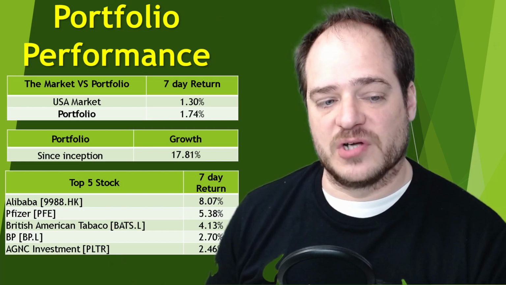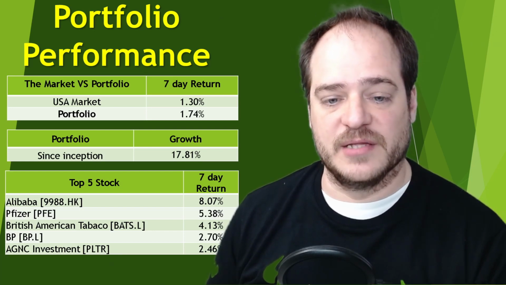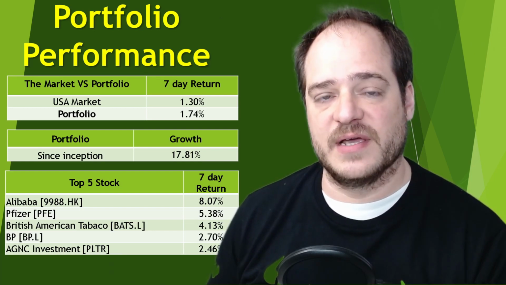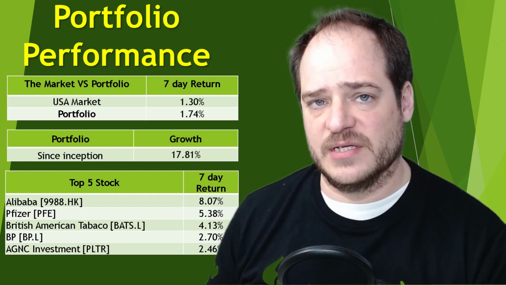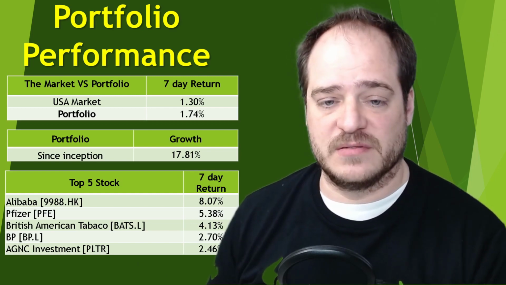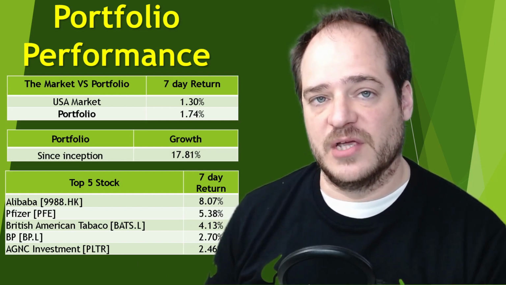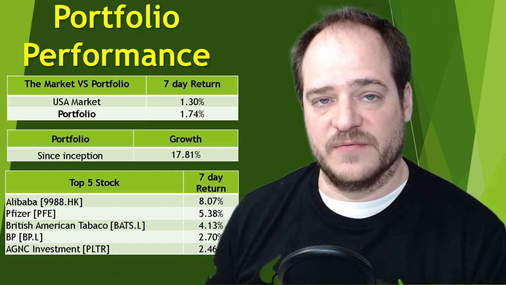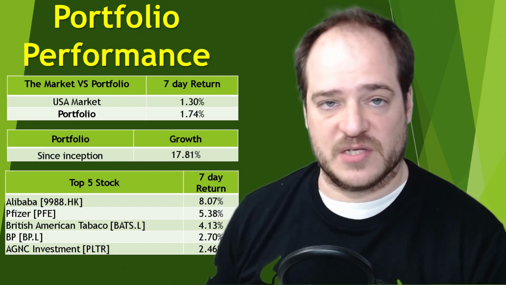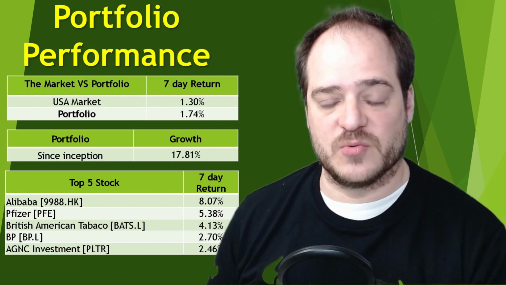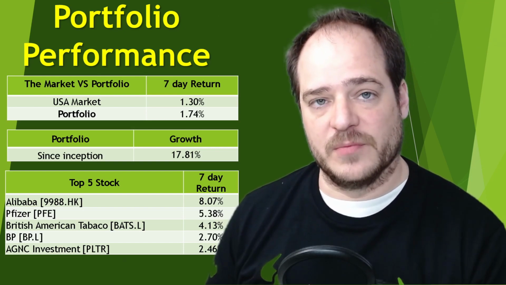The top 5 stocks for this week: we have Alibaba with 8.07%, which I intend to sell in upcoming weeks or so, it depends. I had a sell point in order to shift the money from Alibaba to the ETF that I spoke about last week, which you can see as well in the video from last week.